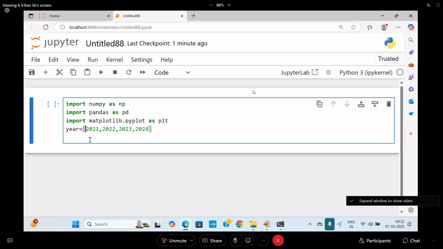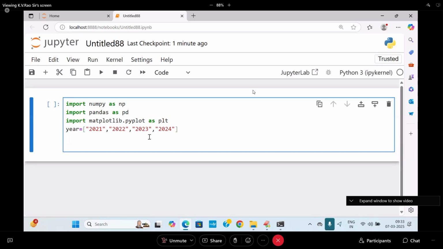And students, you need not take only numerics. You can take even this kind of data also. You can take numerical values, and categories can be taken in the form of month names, year names, week names. Like that, you can take even strings.